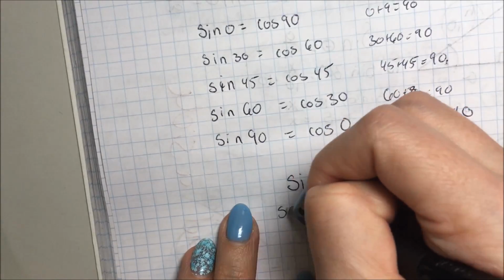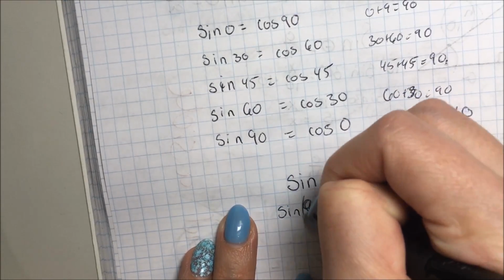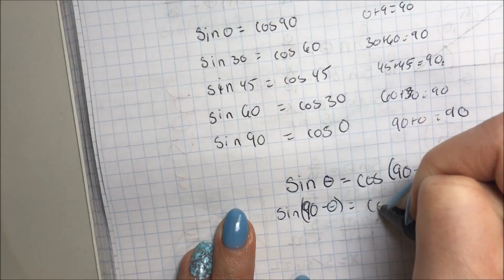And I could write it the other way too. The sine of 90 minus theta equals the cosine of theta.